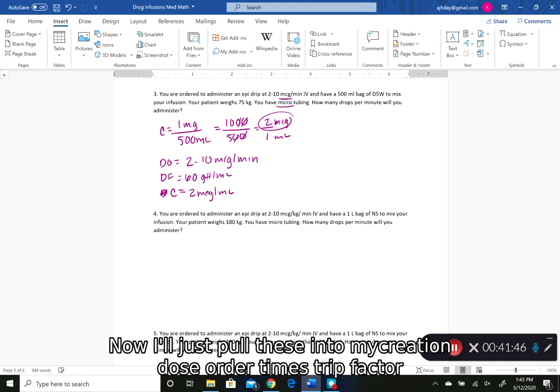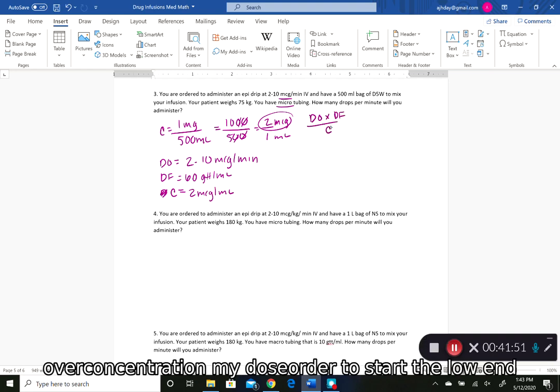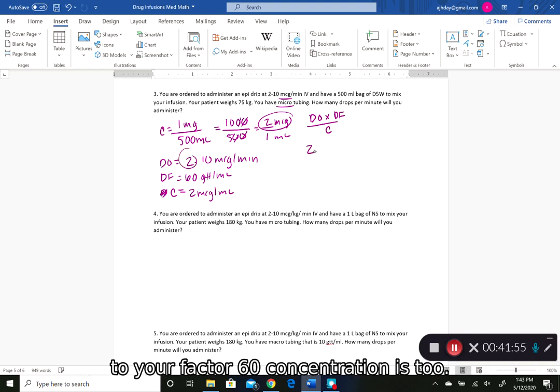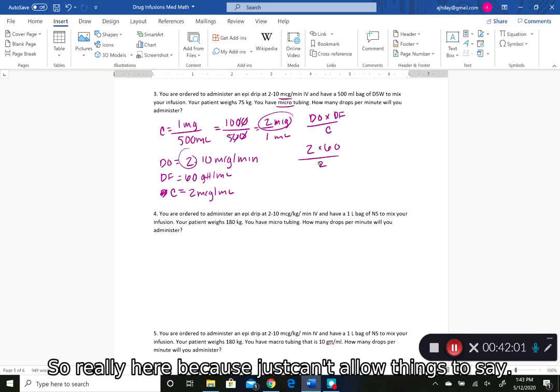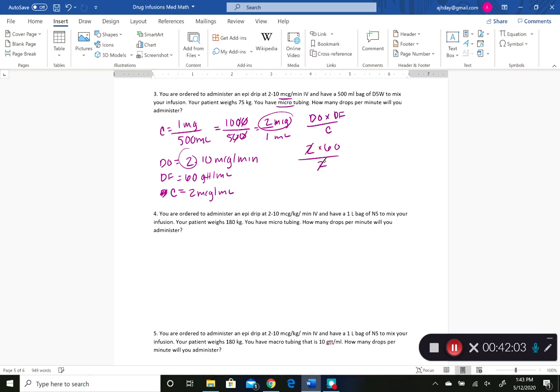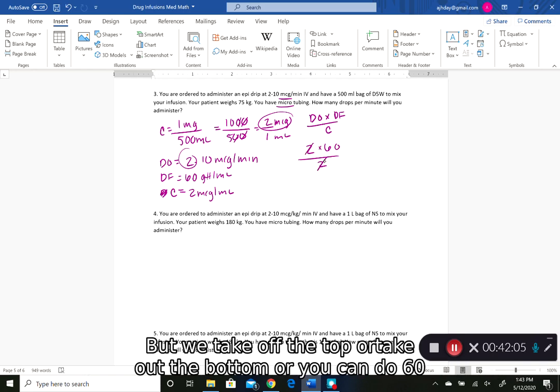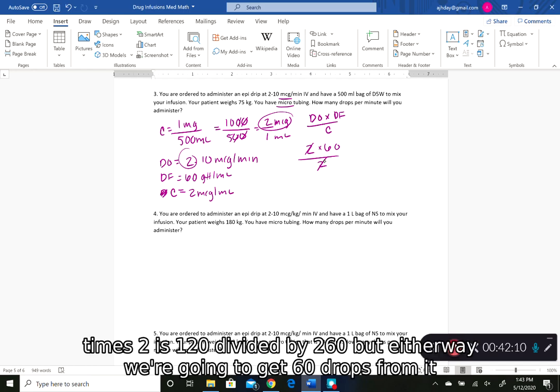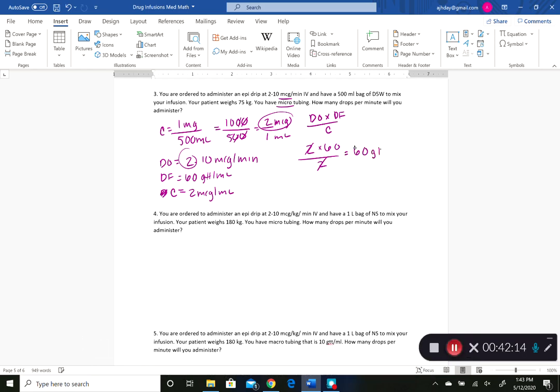Now I'll just plug these into my equation, dose ordered times drip factor over concentration. My dose ordered, I'm going to start at the low end, 2, drip factor 60, concentration is 2. So really here, we could just cancel out these 2's. What we take off the top, we take off the bottom. Or you could do 60 times 2 is 120, divided by 2 is 60. But either way, we're going to get 60 drops per minute.